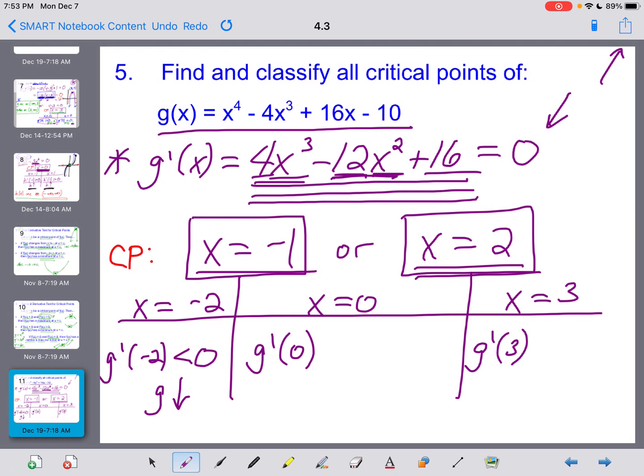Okay, what's happening next? You would probably assume that since on the first interval g was decreasing, that on the next interval, the one right here, g would be increasing. But let's not assume. Let's plug a 0 into that derivative. So plugging a 0 in here, well, pretty easy, guys. 0 minus 0 plus 16, our derivative is now positive. And that tells us, as we assumed, that g is increasing on this interval.